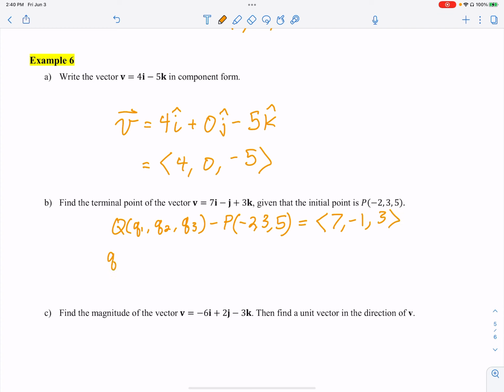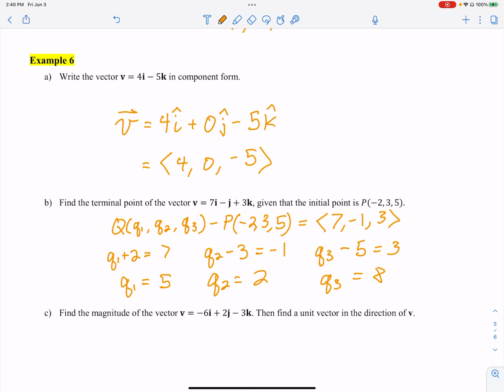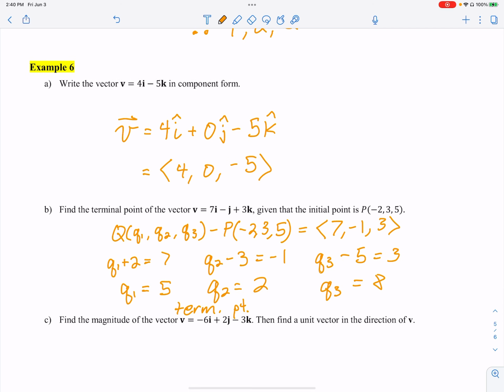So I'm just going to write out each equation. Q1 minus, okay, that's a minus -2, so plus 2 equals 7. Q2 minus 3 is going to be -1, and Q3 minus 5 is going to be 3. Nice and easy to solve. We get 5 for Q1, Q2 is 2, and Q3 is 8. So the terminal point is 5, 2, 8. Okay, not too bad.